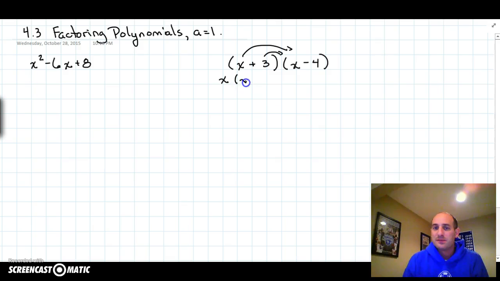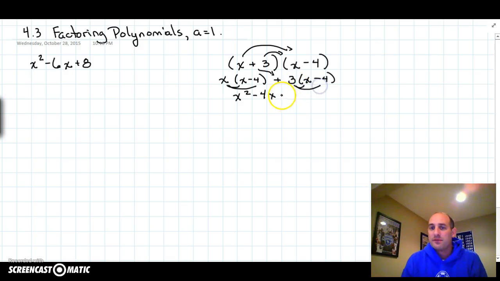So it's going to be x times x minus 4. That plus sign comes down. And you have 3 times x minus 4. And what that left us with was something like this. We have to go ahead and distribute now. x squared minus 4x. 3 times negative 4 is going to be 3x minus 12. And then finally, we can put together those middle terms. So that should be a reminder of what we did the other day.